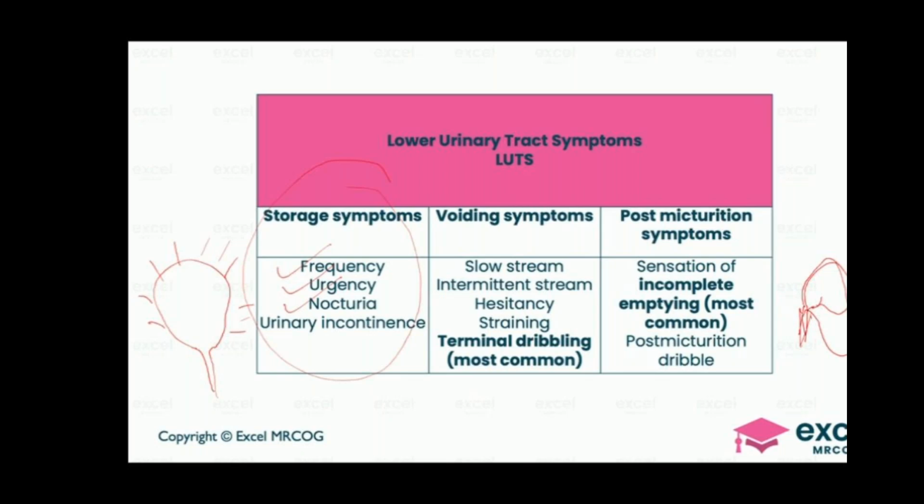Then there is the post-micturition phase. That is, she has completed the act of voiding, and now there are some symptoms happening. She may feel that the bladder is incompletely emptied. Again, that is the most common one, and it can happen when there is kinking like this. So that is a post-micturition symptom. Most common here is the incomplete sensation of emptying. Or there could be a post-micturition dribble, like in case of a urethral diverticulum. All right, am I clear?